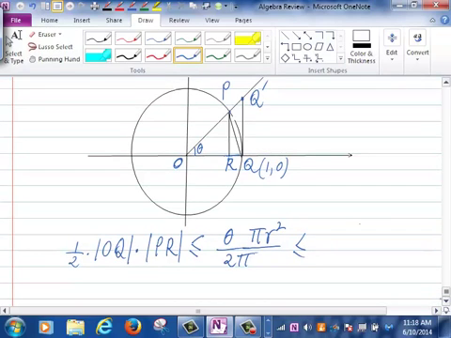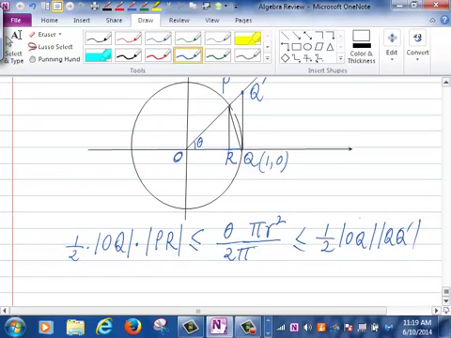Now, the last thing, what's the area of OQ prime Q? That's half times the length of OQ, times the length of Q prime. What's the length of OQ? That's the radius of the circle, right? OQ is the radius, so I get 1 for that.